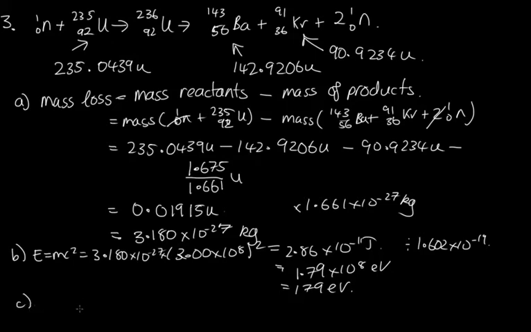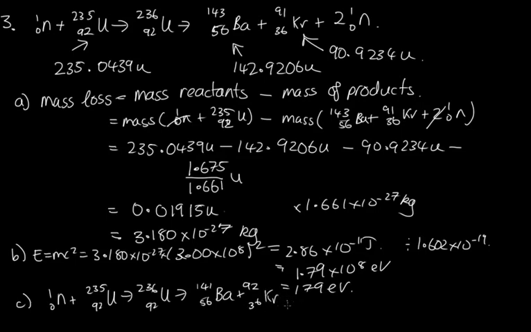Now part C of the question says that another possibility is that uranium-235 becomes barium-141 and krypton-92, and we need to write the equation for this. So we've got the same on the left-hand side, a neutron plus uranium-235 becomes the uranium-236, and then this decays, but now we're getting barium-141 plus krypton-92, and now we need to work out what happens to the neutrons.